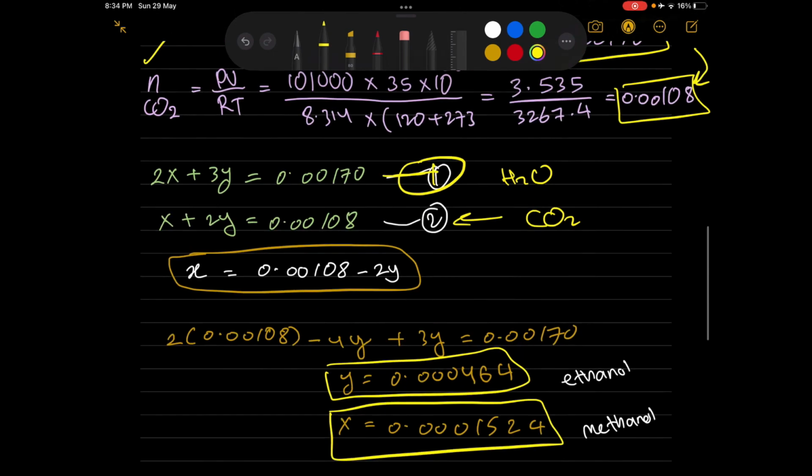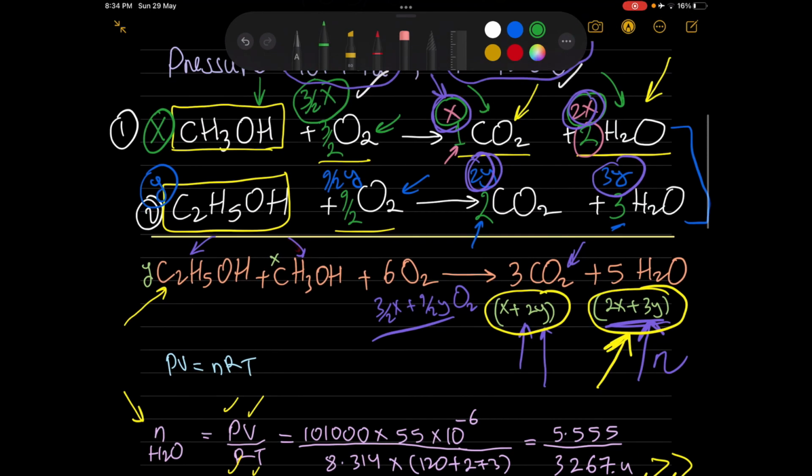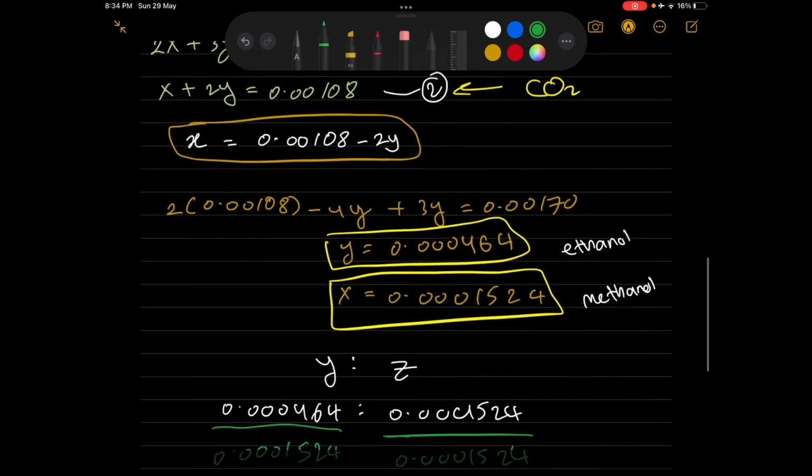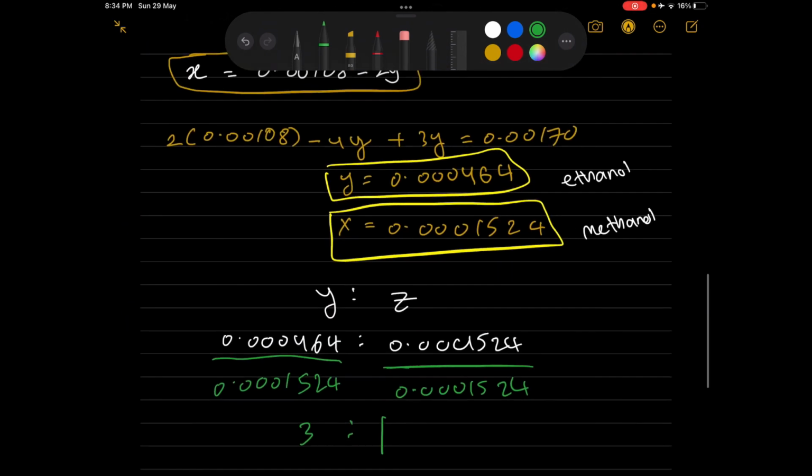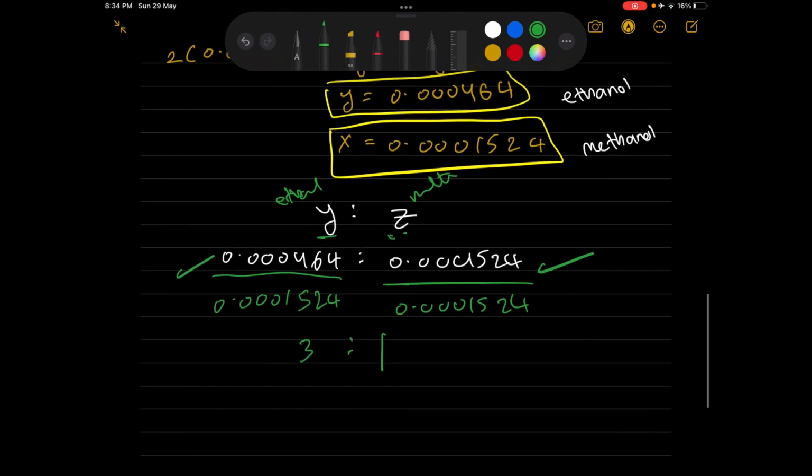Keep in mind that we assumed from the beginning that Y refers to the number of moles of ethanol and X refers to the number of moles of methanol. So we take Y to X, this is ethanol and this is methanol. We have these numbers, we divide them over each other, and the ratio is 3 to 1, which is 3 ethanol to 1 methanol. So this is the whole story.